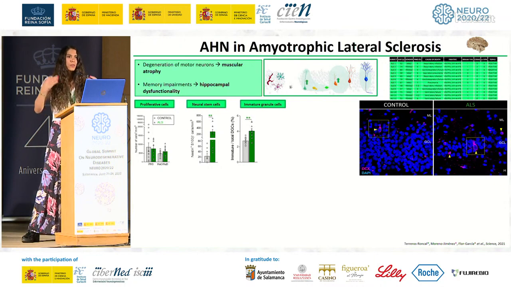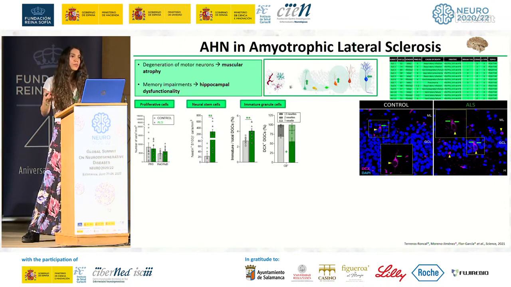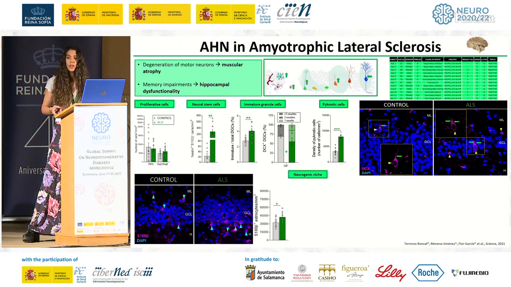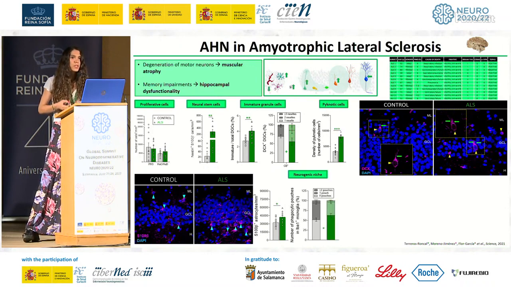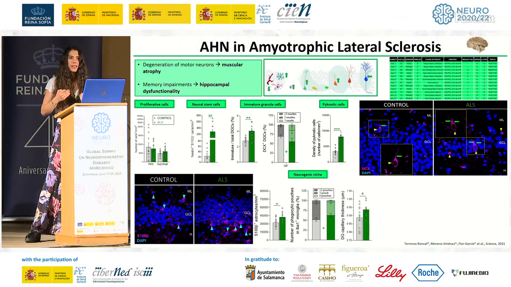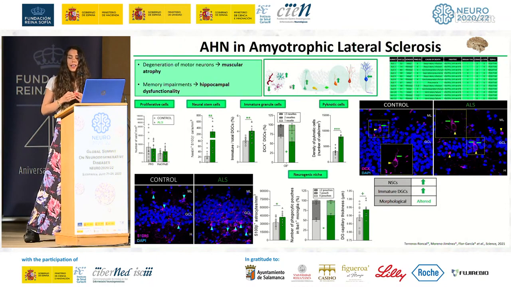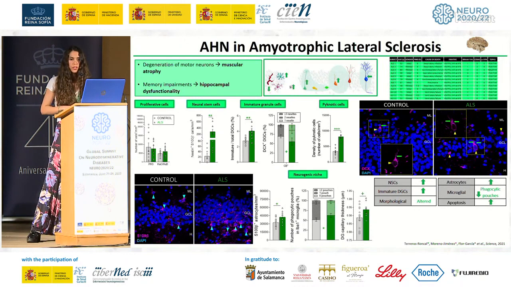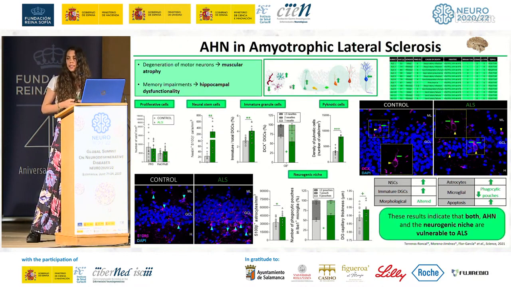This should not be interpreted as an increase in adult hippocampal neurogenesis, because the morphology of these neurons is altered in the last stages. Moreover, we observe an increase of pyknotic cells and also alterations in the neurogenic niche, as we can observe here, with an increase of astrogliosis, a decrease in the number of phagocytic pouches of the microglial cells, and an increase in the dentate gyrus capillary thickness. So to sum up, ALS patients present an increase in neural stem cells and in mature dentate granular cells, and the morphology of the immature neurons is altered, the numbers of astrocytes and pyknotic cells are increased, and the microglial cells are altered. All these results indicate that both adult hippocampal neurogenesis and the neurogenic niche are vulnerable to ALS.